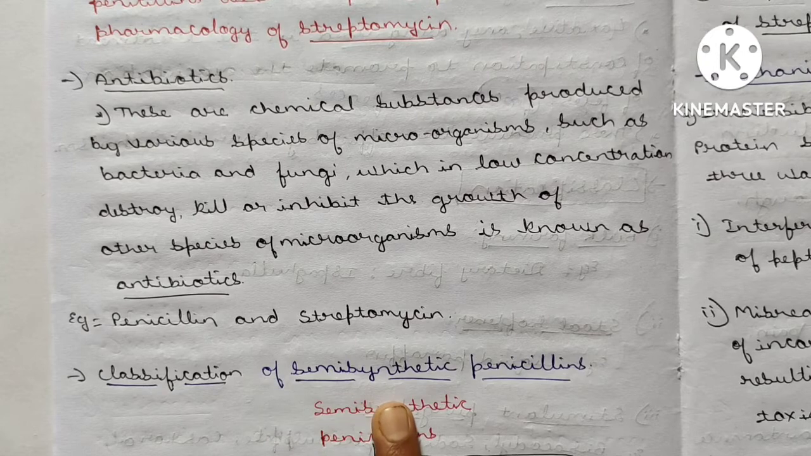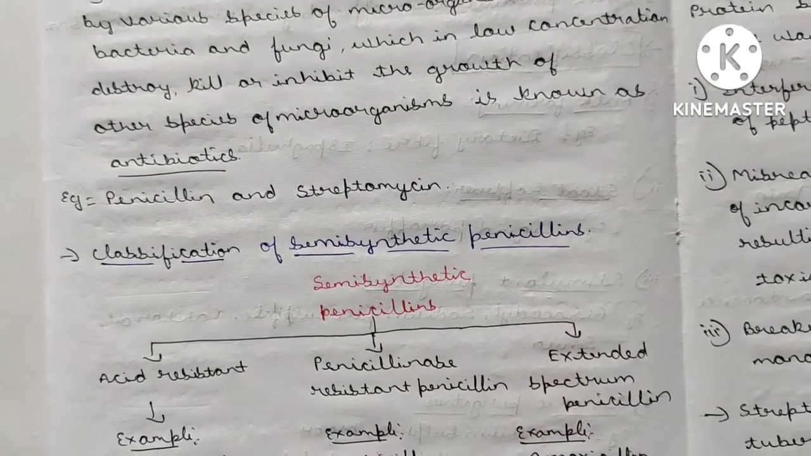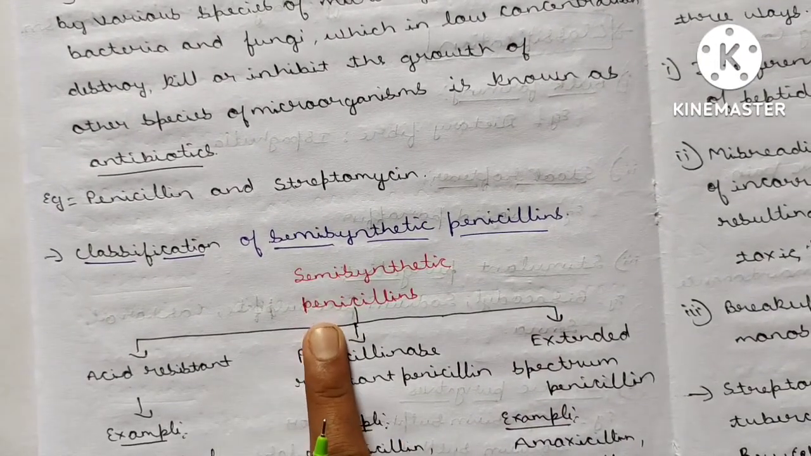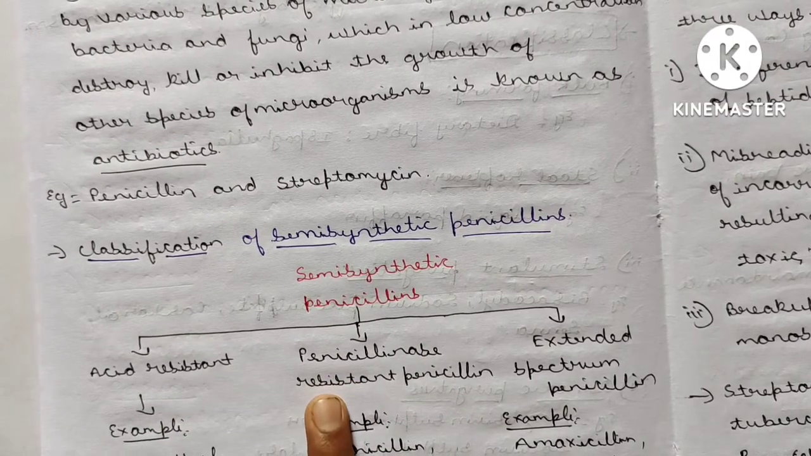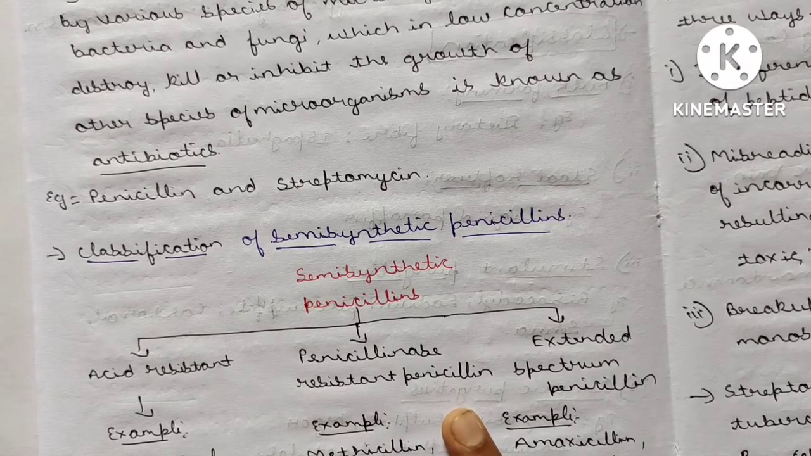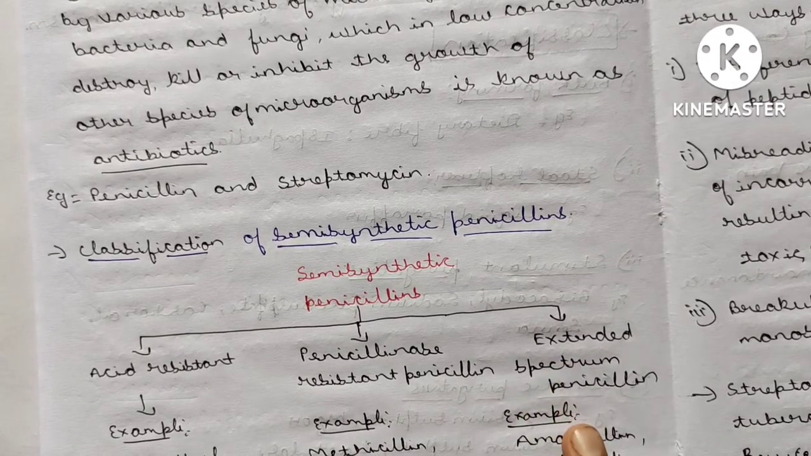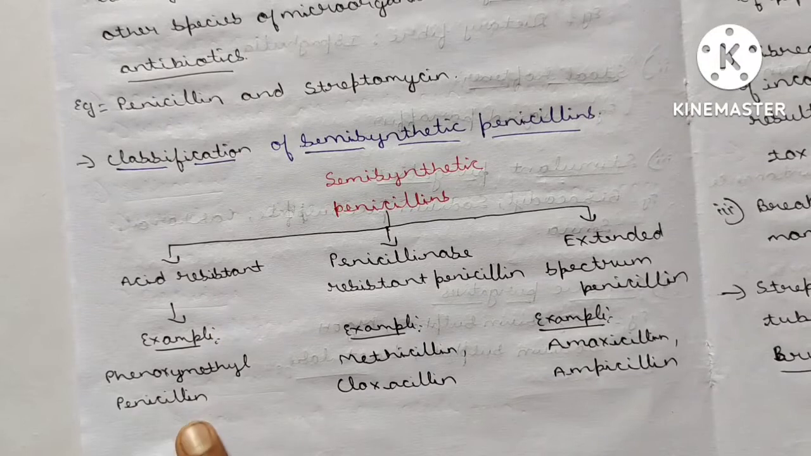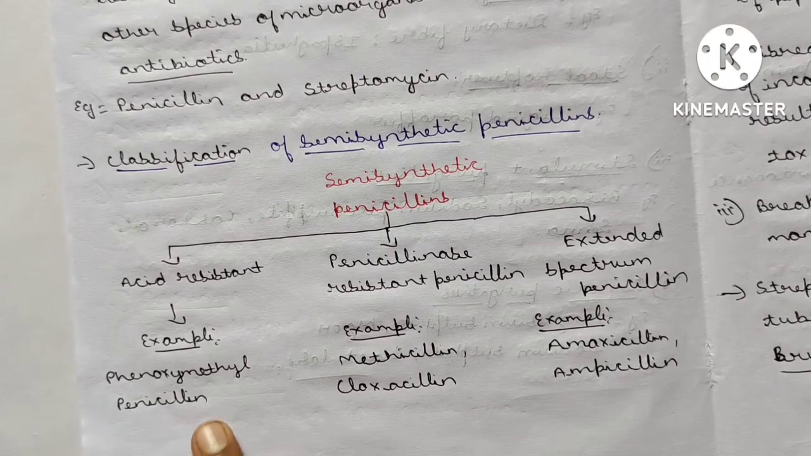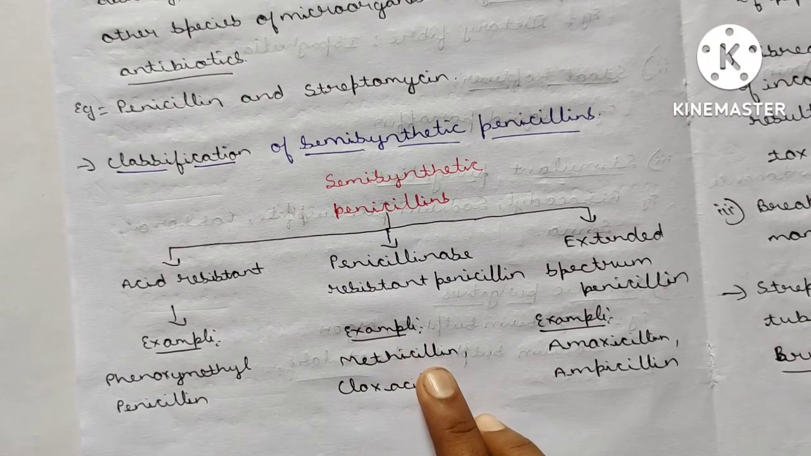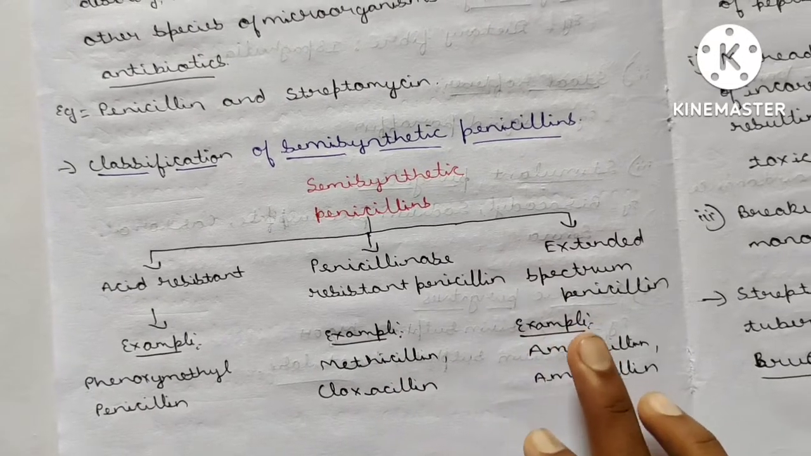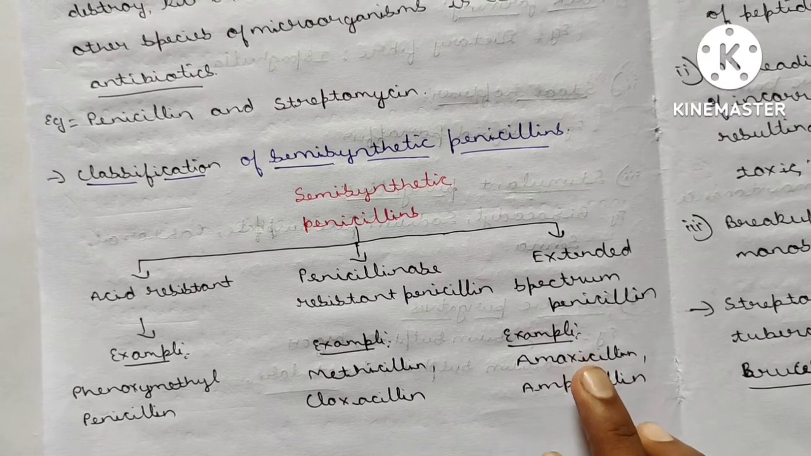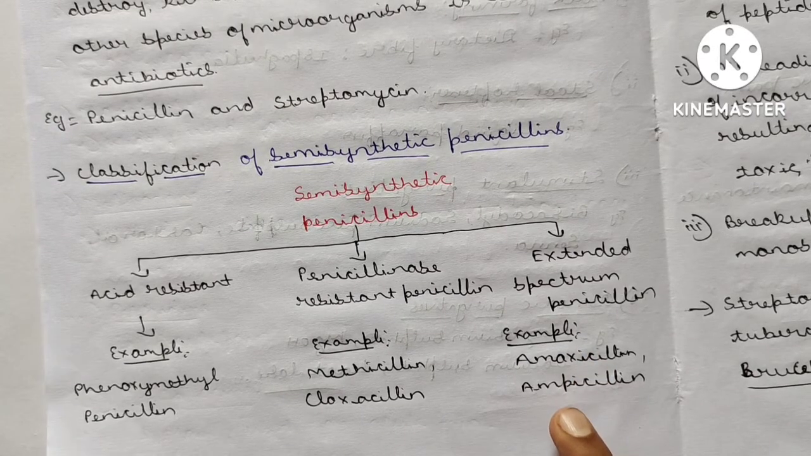Now let's discuss some examples, penicillin and streptomycin. Classification of semi-synthetic penicillins: acid resistant, penicillinase resistant penicillin, then extended spectrum penicillin. Example for acid resistant is phenoxymethyl penicillin. Example for penicillinase resistant is methicillin and cloxacillin. Example for extended spectrum penicillin is amoxicillin and ampicillin. These all are broad spectrum antibiotics.